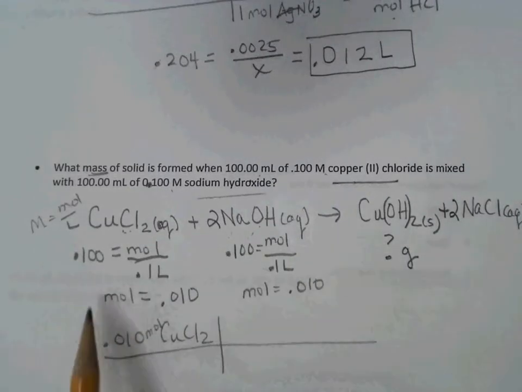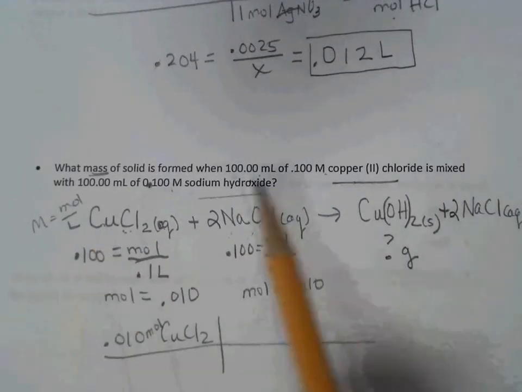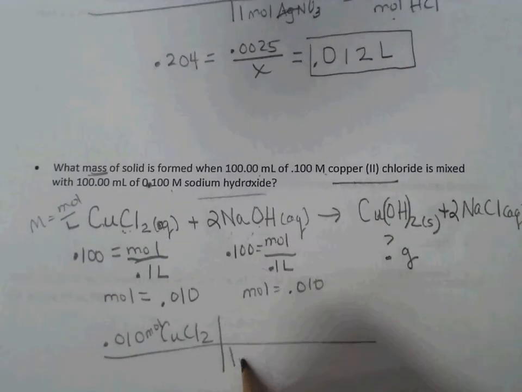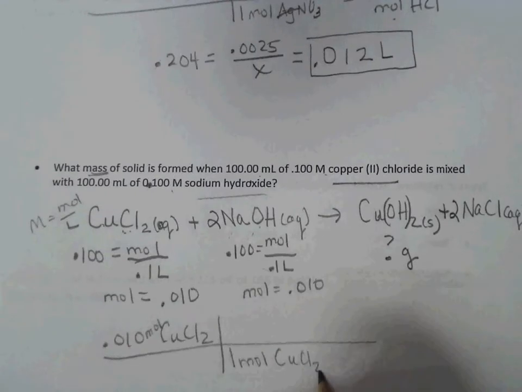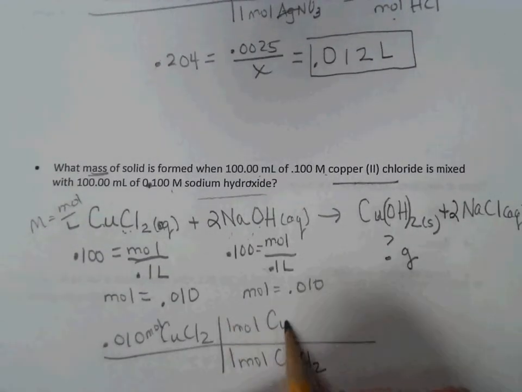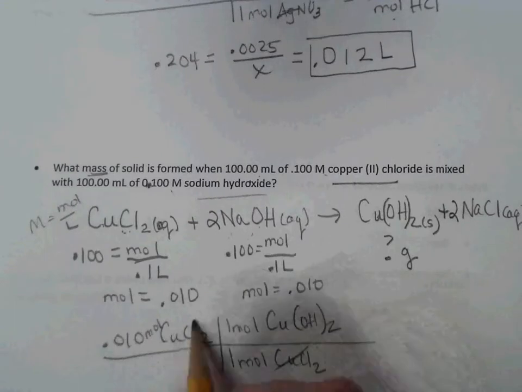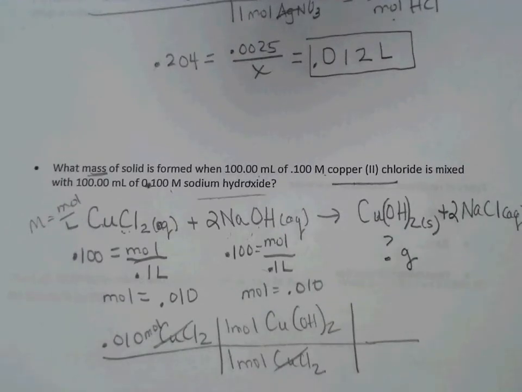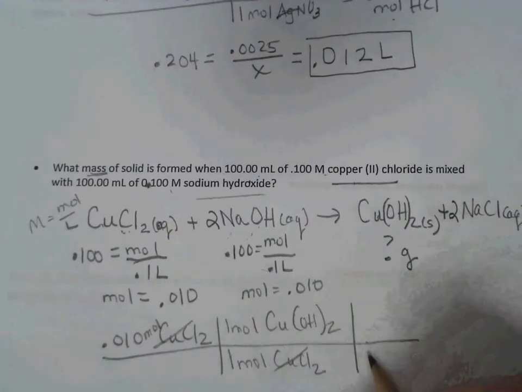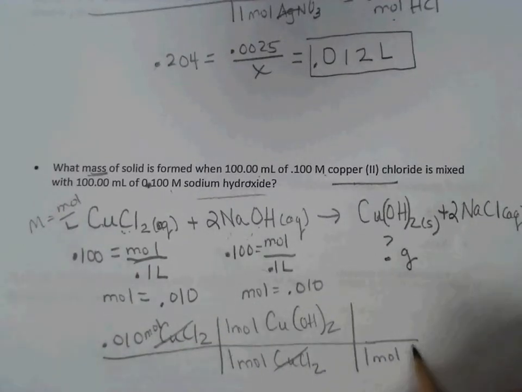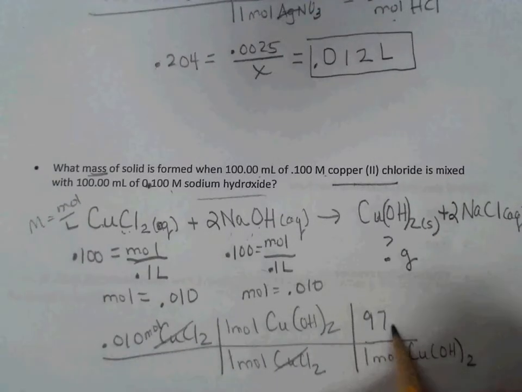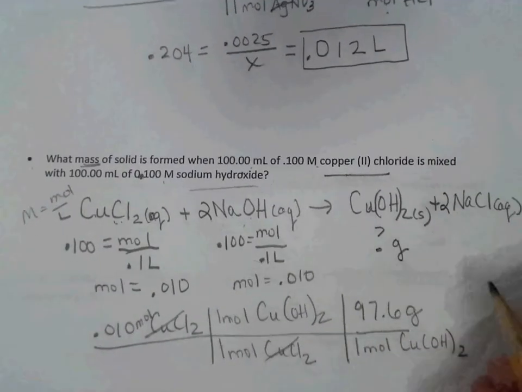Oops, I need to put mole. And I know in my picket fence I can go from moles of this to moles of this, right? Because I've got a balanced reaction, and it's 1 to 1. We're going to write it anyway. Now, how do I get from moles of that to grams of that? What do I need to use? The molar mass, right? And I'm going to give it to you if you trust me.